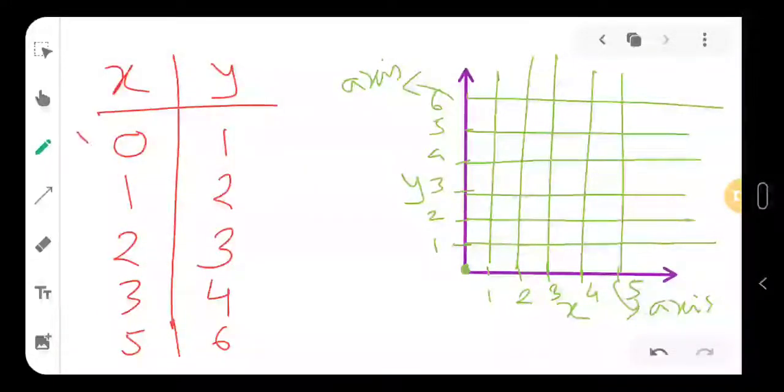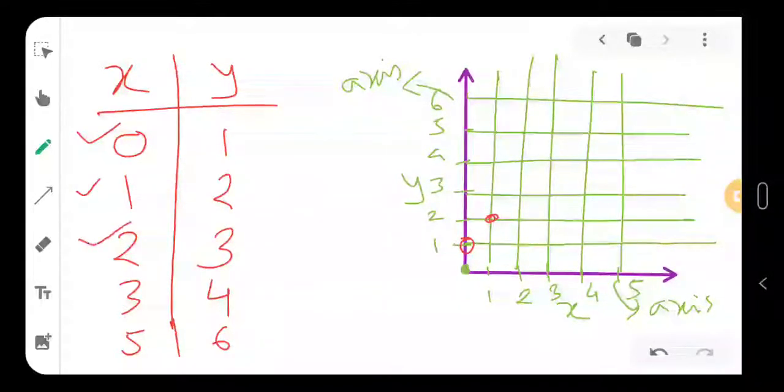So we will start from the beginning. So I can say x is 0, y is 1. So x is 0, so in x direction I don't have to move. Y is 1, that means I have to just jump one step in the y axis. So this is my point. Okay, so this is done. Next one, x is 1, y is 2. So x is 1 step and y is 2 step, 1 step and 2 step. So this is my point. So my point is this one right here.